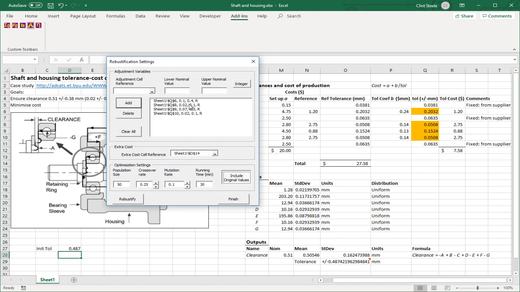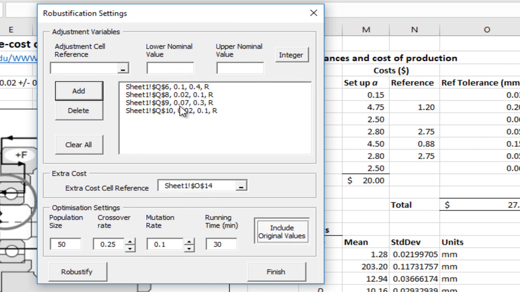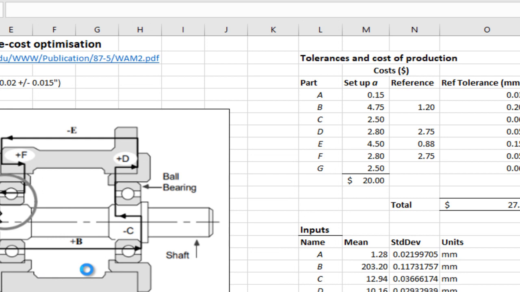Q6.1 to 0.4, yep, 0.02 to 0.1, yep, 0.07 to 0.3, 0.02 to 0.1, yep. Good. So that means we're now basically ready to run. So I will Robustify. Now this is set for 30 minutes.